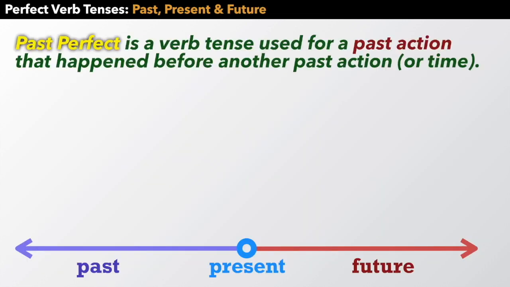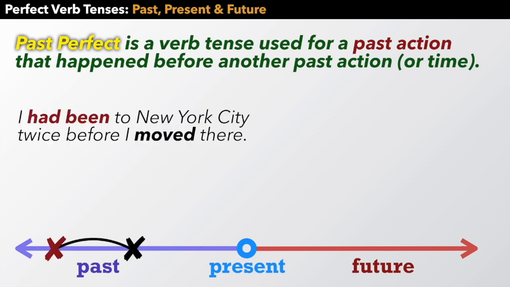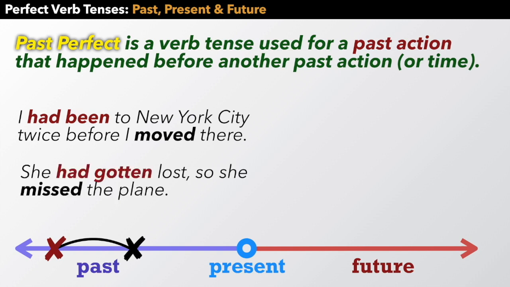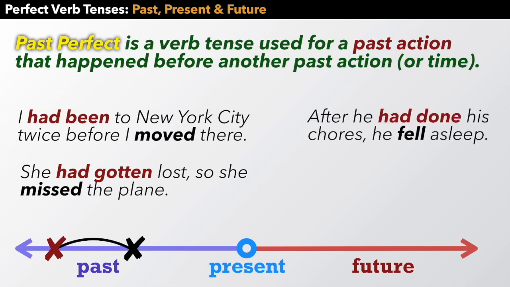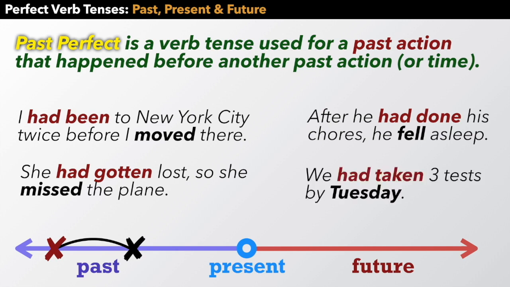Past perfect is a verb tense used for a past action that happened before another past action or time. Two things happening in the past. I had been to New York City twice before I moved there. She had gotten lost, so she missed the plane. You can see the red verbs are happening before the black verbs. After he had done his chores, he fell asleep. And we had taken 3 tests by Tuesday. This had happened.